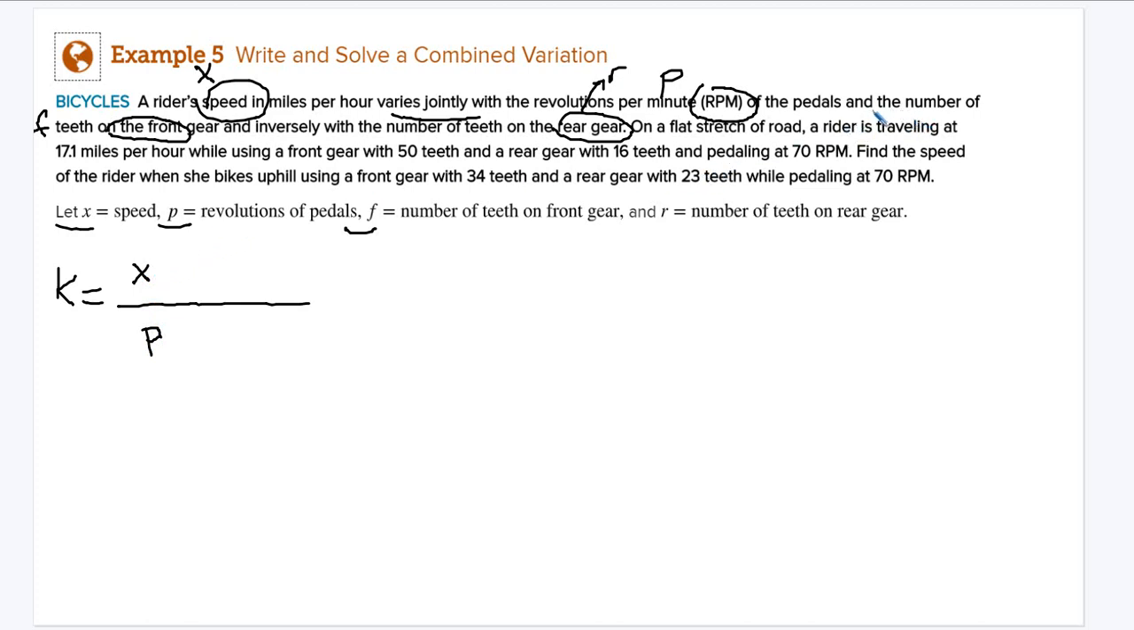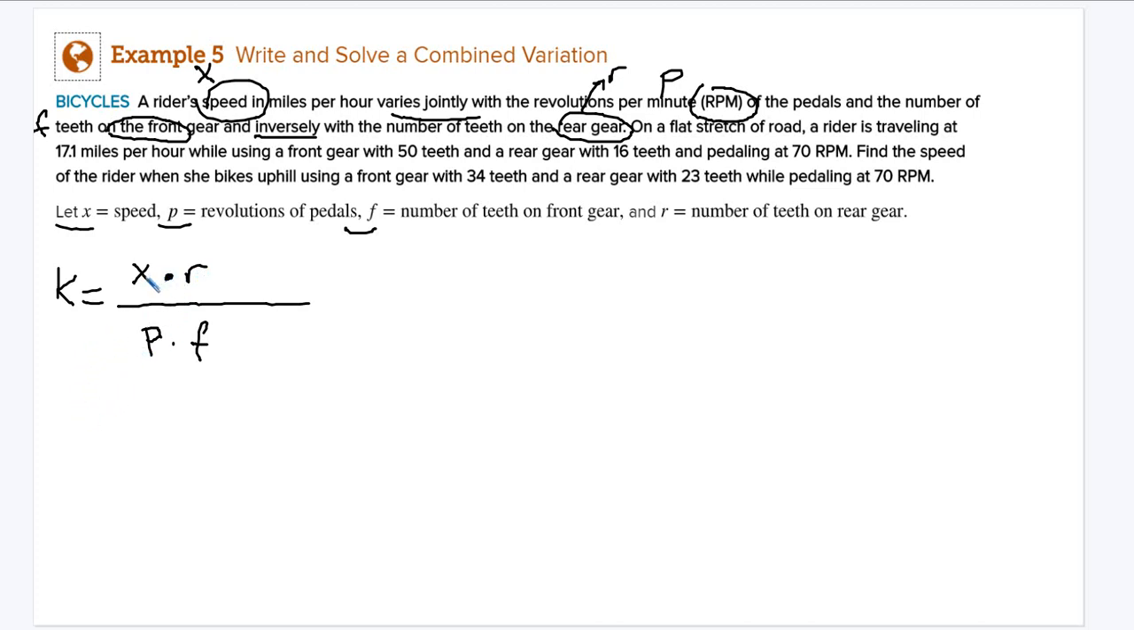And also jointly proportional with the number of teeth on the front gear, that's F, right? So we should have the F here. That means X is directly proportional with P and F here, and inversely with the number of teeth on the rear gear, that we call R. Since it is inversely, the R should be here.